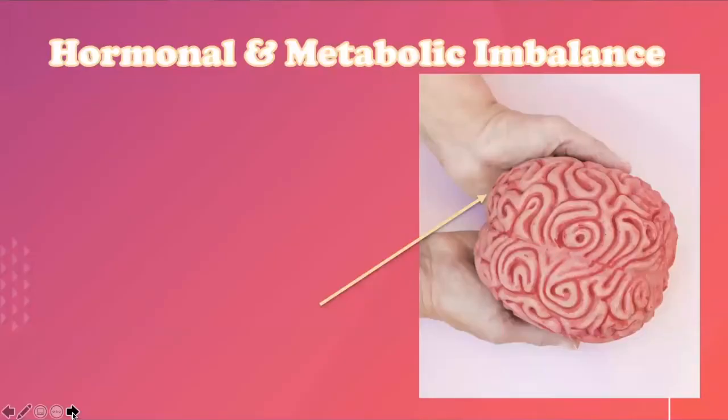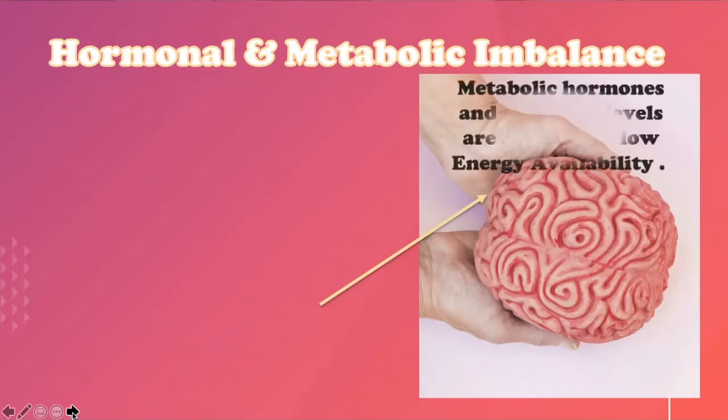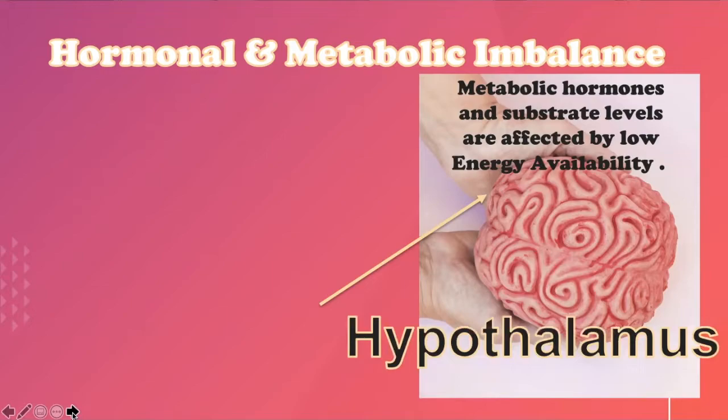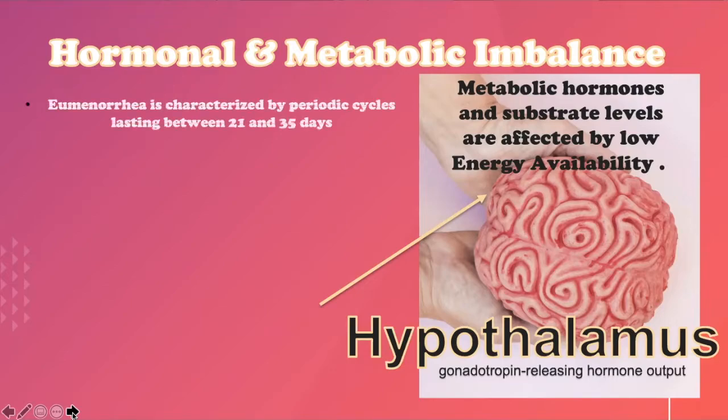So as you can see, there is a brain to your right, and hormonal and metabolic imbalances can happen with REDS. And we know that low energy can affect the whole body and especially the hormones. The hypothalamus is in your brain, and it's responsible for a lot of the sexual reproductive hormones. And so GnRH, which drives estrogen and testosterone, is found in your hypothalamus.